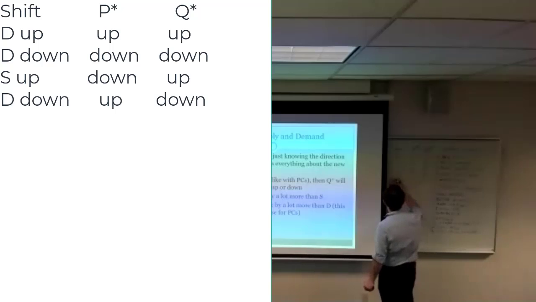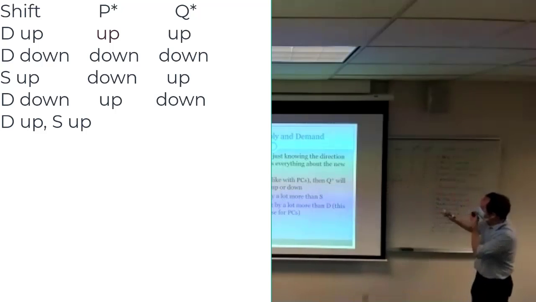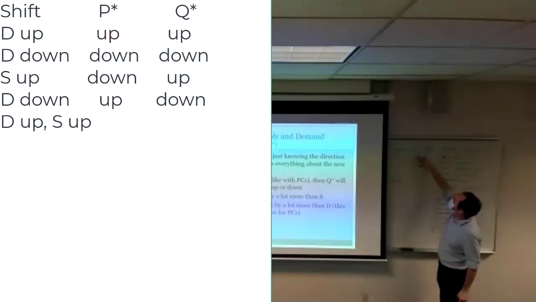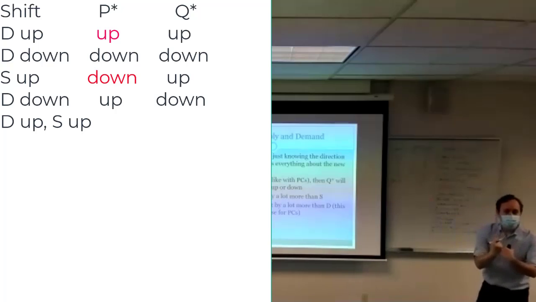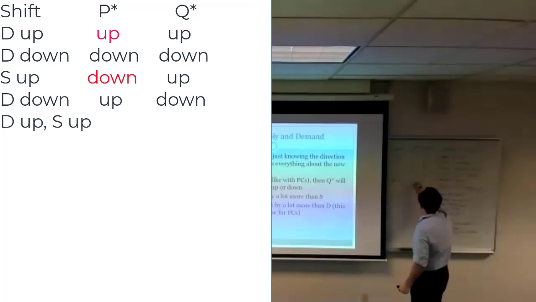So what happens if demand goes up and supply goes up? Well, we look at what we got, right? So demand going up says the price goes up. Supply going up says the price goes down. Those two disagree. We don't know which one's going to win. We got a question mark.